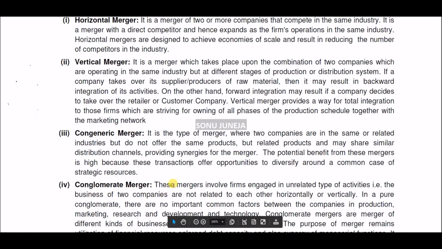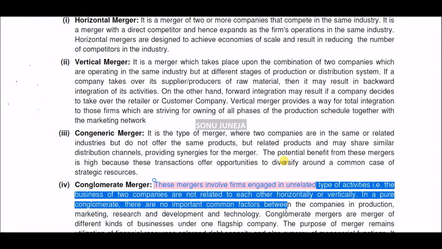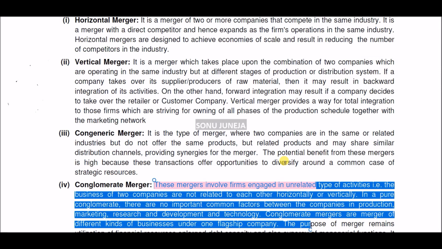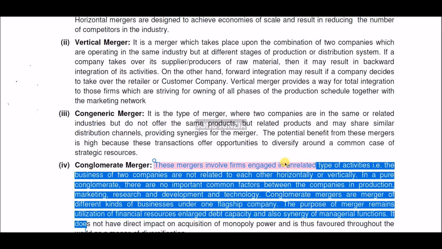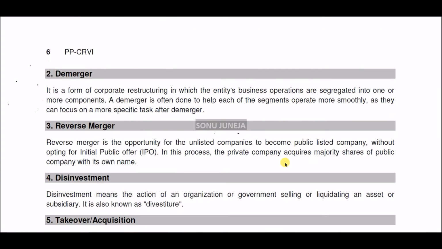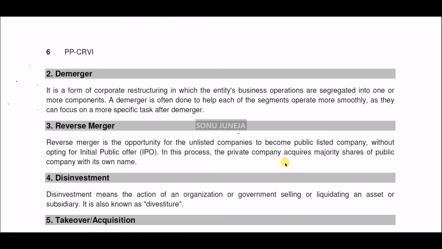Conglomerate merger. Now, these mergers involve firms engaging in unrelated types of activity, that is, the businesses of two or more companies are not related to each other horizontally or vertically. There is no relation at all. In a pure conglomerate, there is no important common factor between the companies: production, marketing, research and development, and technology. So these mergers are of different kinds of business under one flagship company. The purpose of merger remains utilization of financial resources, enlarged debt capacity, and also synergy for managerial function. So it does not have a direct impact on acquisition of monopoly power and is thus favored throughout the world as a means of diversification. So for diversification we have conglomerate merger.